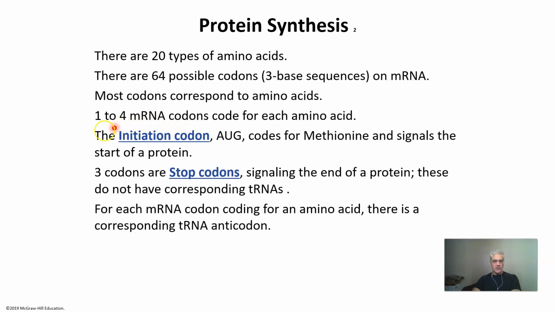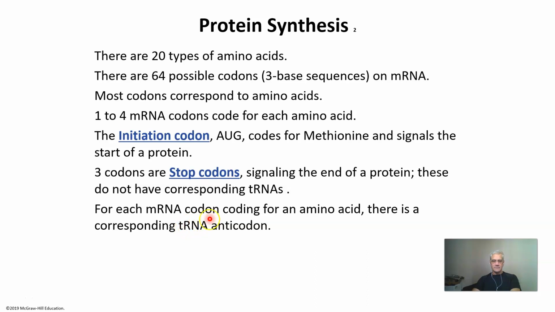You have an initiation codon. On the mRNA, the initiation codon is always AUG. That is the start codon, if you will. Initiation codon. That's the one that the ribosome's looking for. It sees AUG. Boom. Start here. There are three different stop codons. Doesn't matter what they are, but they're stop codons, right? They say you're done.